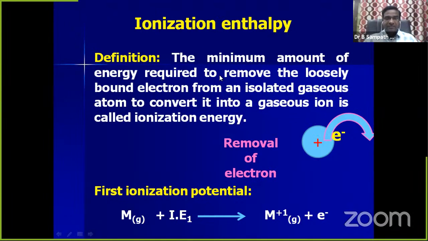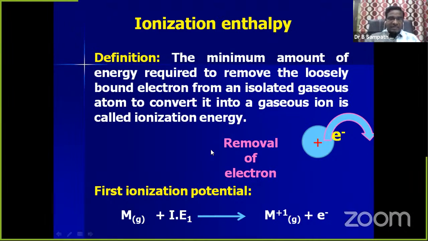So once again, I am reading, children. The minimum amount of energy required to remove the loosely bound electron from an isolated gaseous atom to convert it into a gaseous ion is called its ionization energy or ionization enthalpy. So this ionization enthalpy is about the removal of an electron, children. The energy which we are supplying is utilized to remove the electron from the valency shell, which is loosely bound.